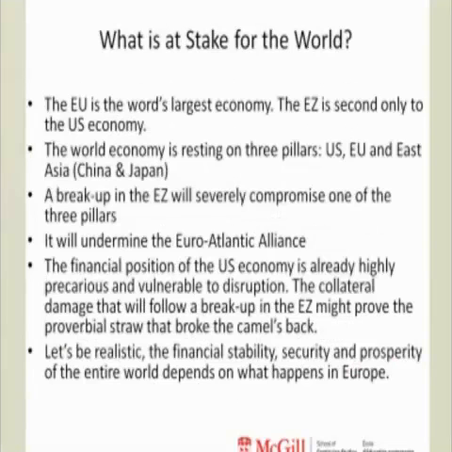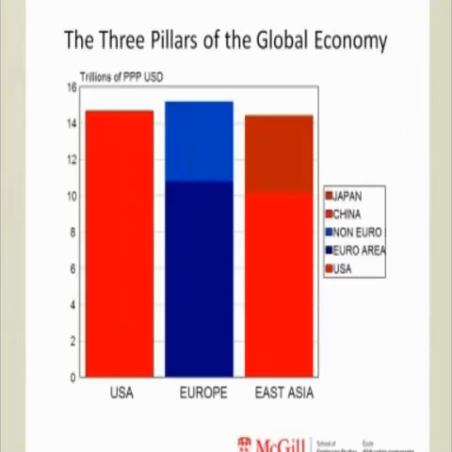The EU is the world's largest economy. The Eurozone is second only to the US. The world economy is resting on three pillars: the United States, the European Union, and East Asia, meaning China and Japan combined. A breakup in the Eurozone will severely compromise one of these three pillars. It will undermine the Euro-Atlantic alliance.